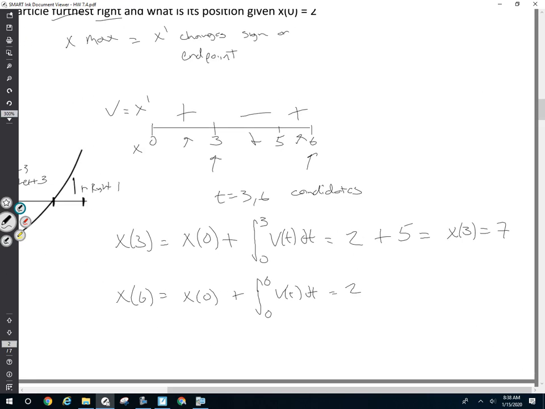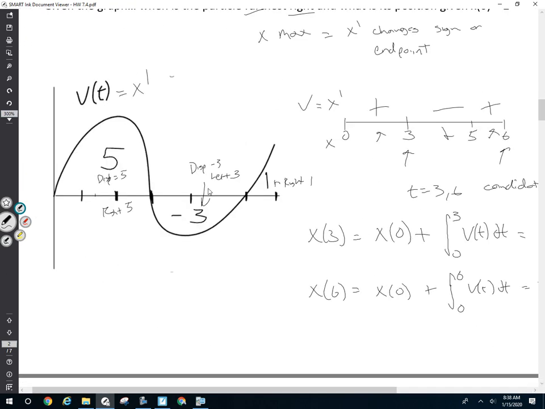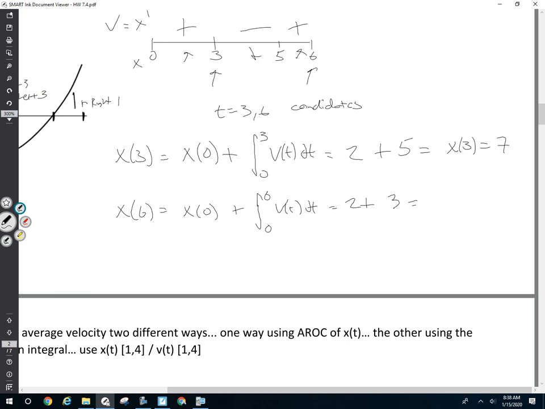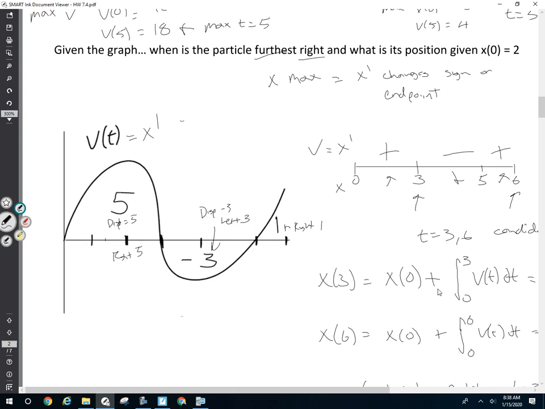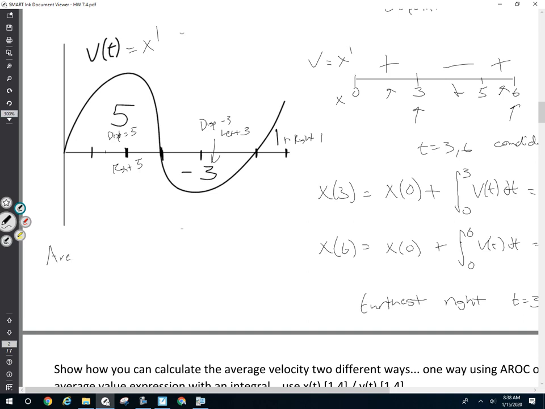So this would be 2 plus, the displacement is 3. That gives me x of 6 is 5. That means I'm furthest right at t equals 3 with a position x of 3 equals 7. Okay, so now if we understand areas under velocity, we understand displacements. And we can use that to answer my questions.